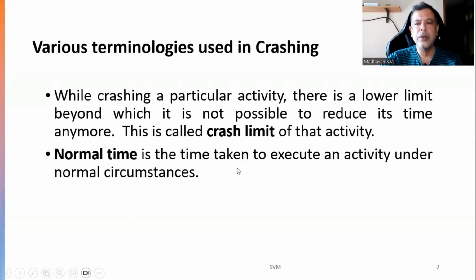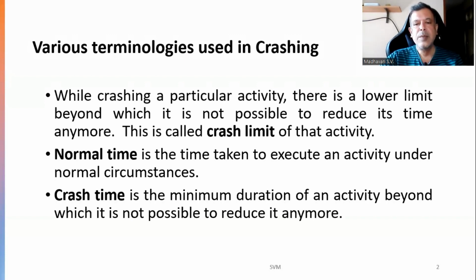Normal time is the time taken to execute an activity under normal circumstances. Crash time is the minimum duration of an activity beyond which it is not possible to reduce it anymore. In our example, we considered 8 days as normal time and 5 days as crash time. So below 5 days, you can't reduce it. And the limit is 8 minus 5, which is 3 days.